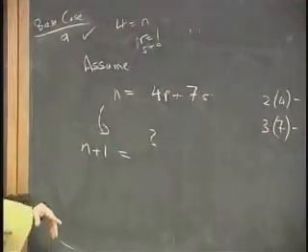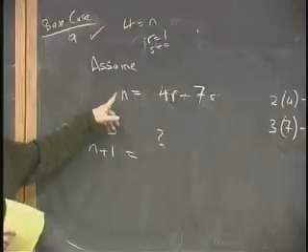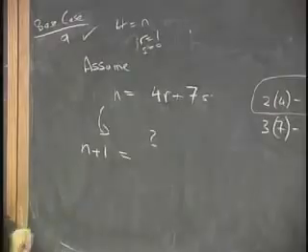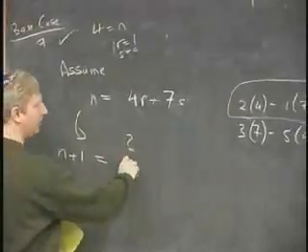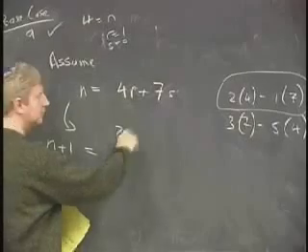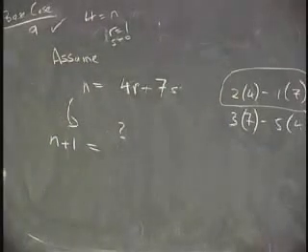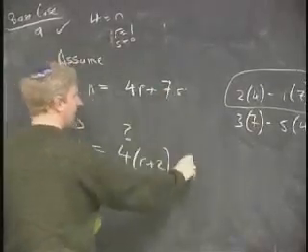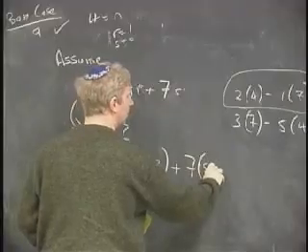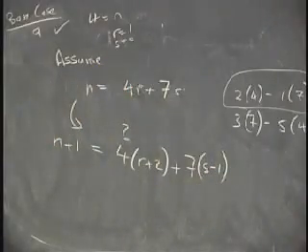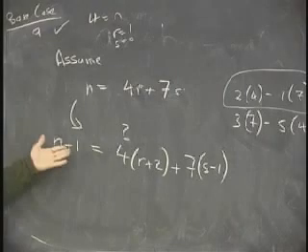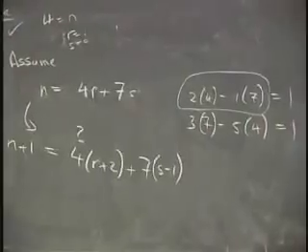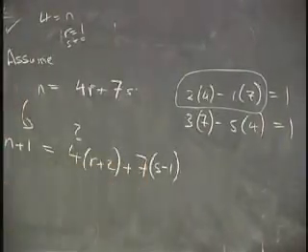I'm going to add 1 to n, and I'm going to add, say, this part to the 4r plus 7s. So I'll get what? I'm adding 2 4s here. So I get 4 times r plus 2, plus 7 times s minus 1. Right? 7 times s minus 1. And there's n plus 1. Woohoo! I'm done, right? 4 times something plus 7 times something.